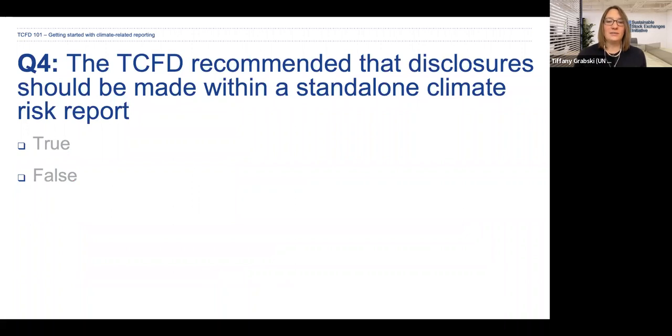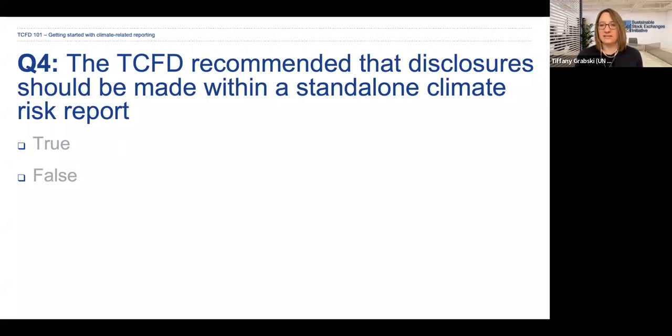So with that, let's do a quick quiz just to see if everybody is still following along. I'm just going to launch now and it should pop on your screen momentarily. This is a quiz, true or false. The TCFD recommended that disclosure should be made within a standalone, so a separate climate risk report. Is this true or is this false? I'll give you a moment to fill that in.